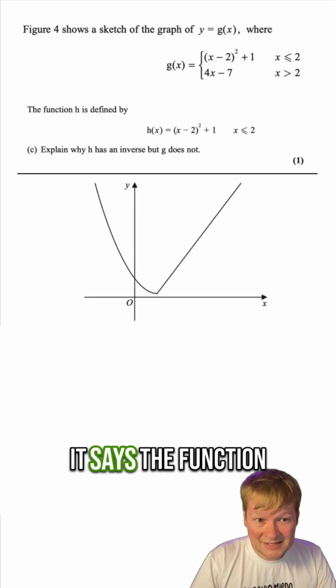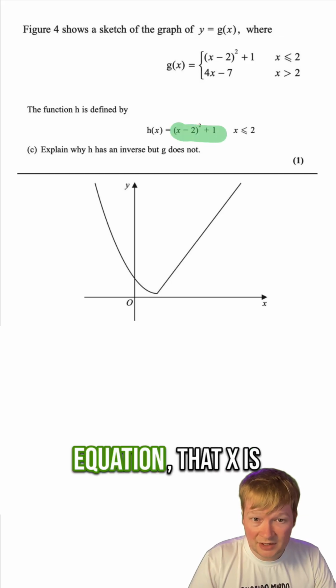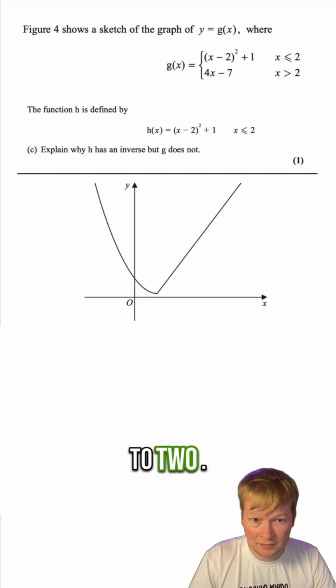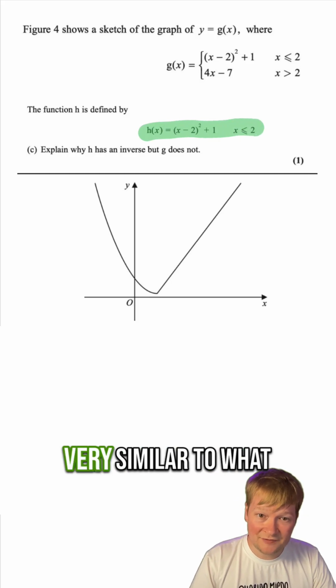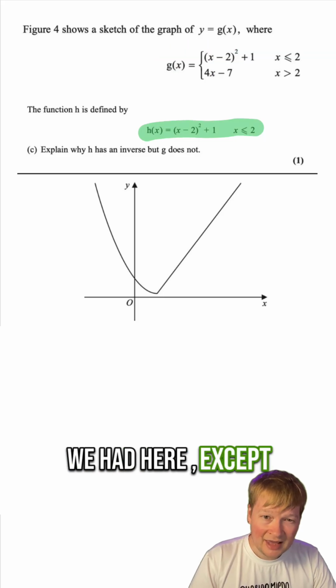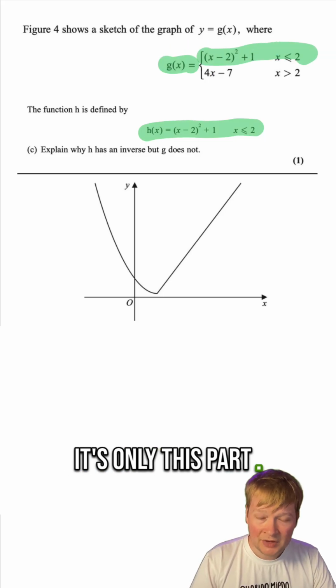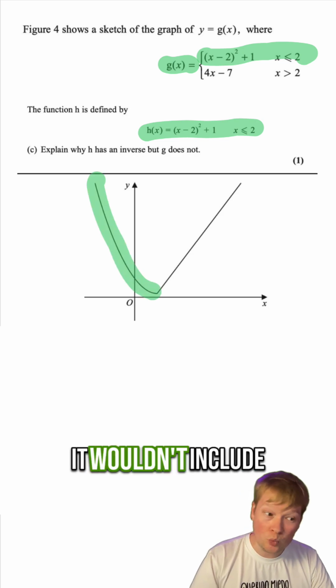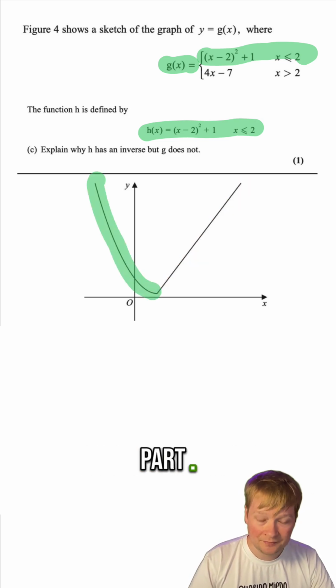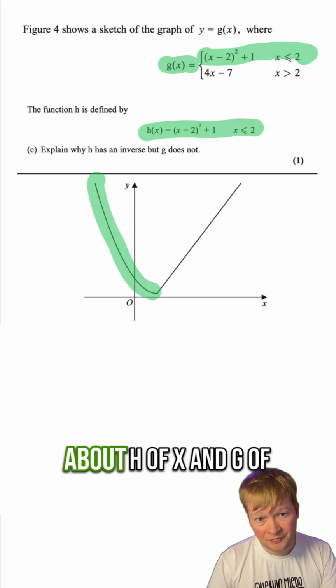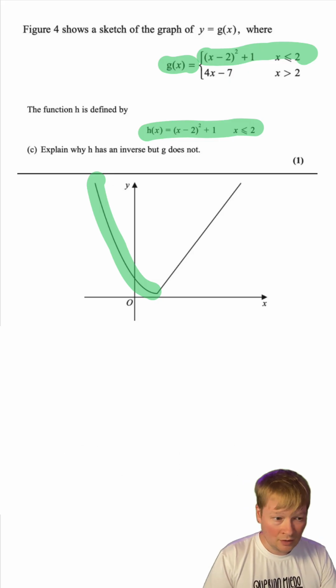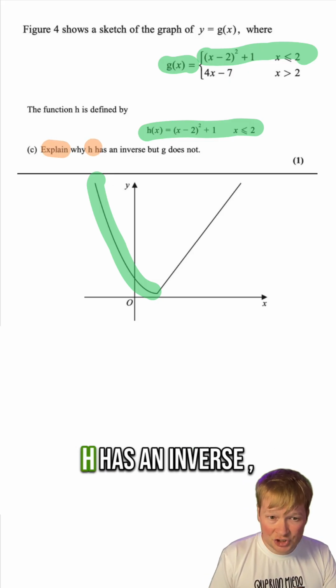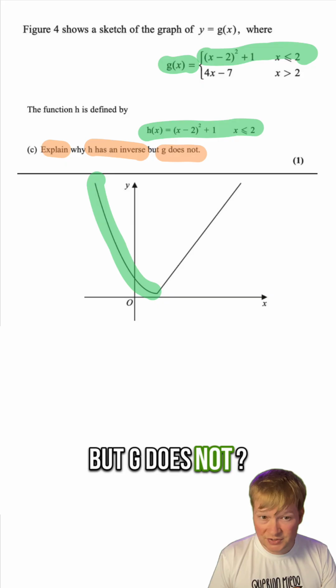Part C. It says the function h is defined by this equation for x is less than or equal to 2. So notice that this is very similar to what we had here, except it's only this part. If we imagine the graph of h of x, it would just be this part here. It wouldn't include this straight line part. So what's different about h of x and g of x? Can you explain why h has an inverse, but g does not?